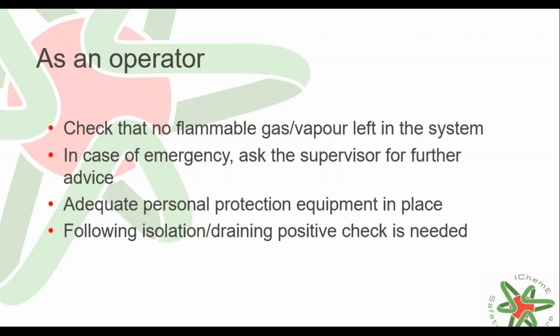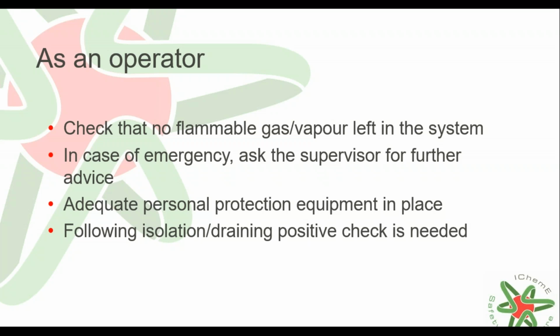So as an operator, make sure that no flammable gas or vapor is left inside the system prior to cold or hot work activities. In case of an emergency situation, ask the supervisor for further advice on whether the work can be completed or additional checks are necessary. Ensure that relevant personal protection equipment is available, such as breathing apparatus. When completing process isolation and draining, a positive check should be conducted to prove them.